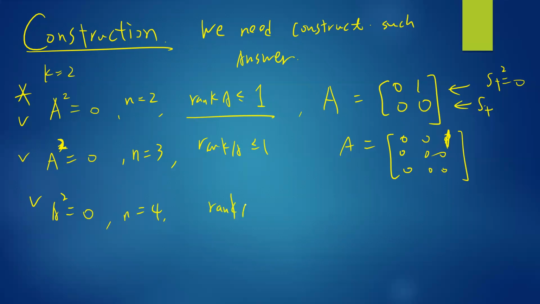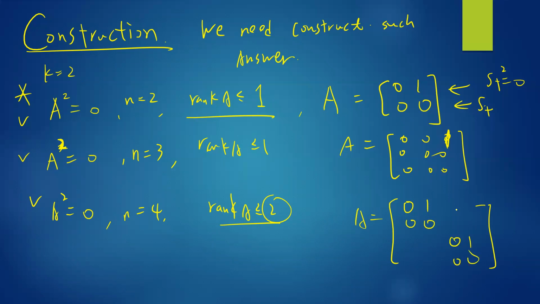How about A squared equals 0 and N equals 4? Rank A is less than or equal to 2. So what should I do? I can use block matrices, this is the simple way. I can just use this. So with block matrices, rank A is 2.